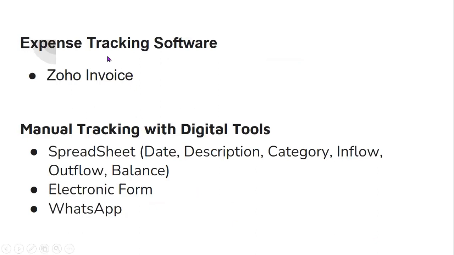So for the software, we're going to use Zoho Invoice. For the manual tracking with digital tools, we can use a spreadsheet, either Excel or Google Sheet. But if it is a personal business, I think it's always good if you can cultivate the habit of using Google Sheet.